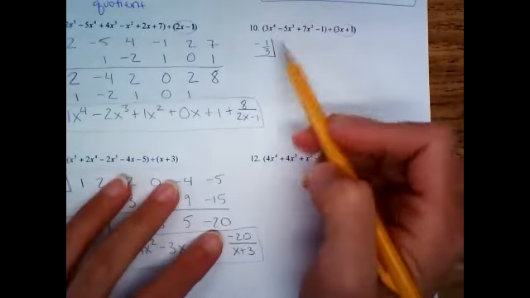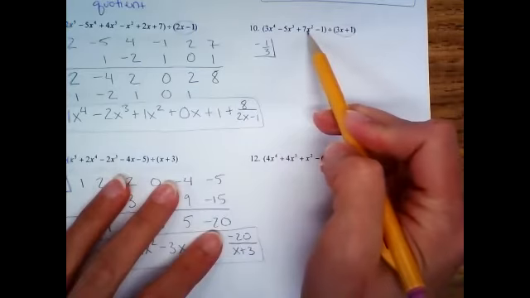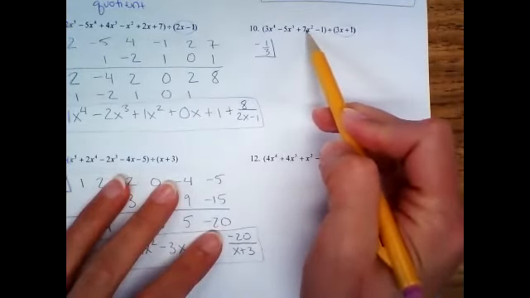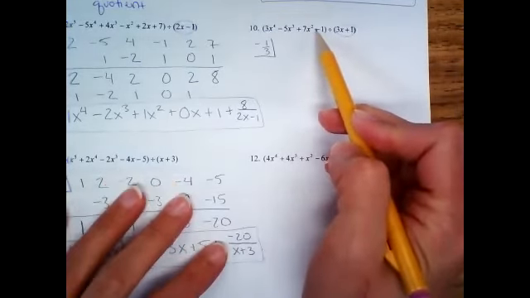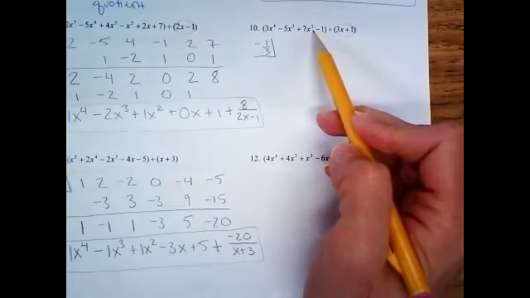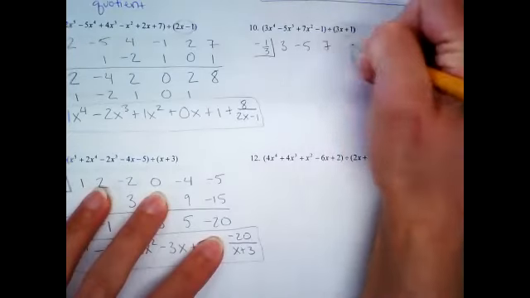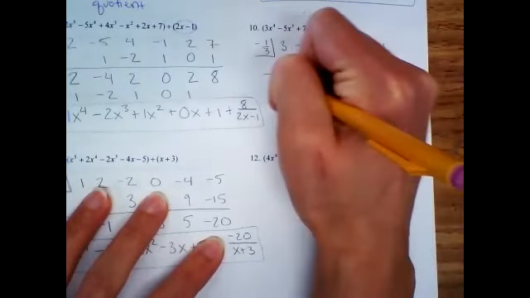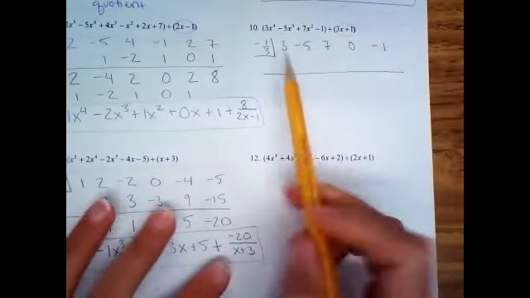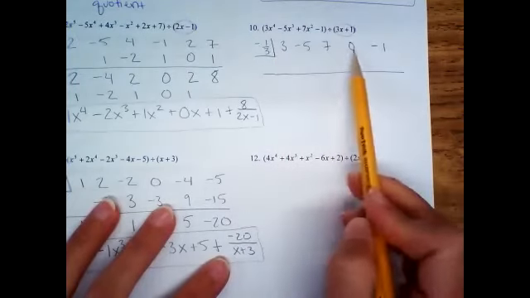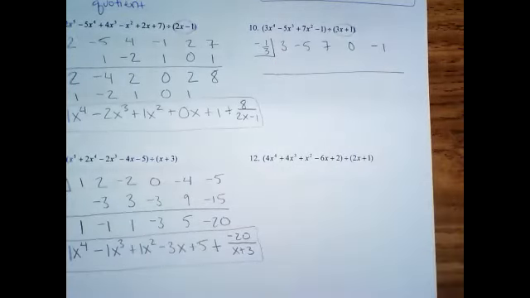All right, are we missing anything? Yeah, we're missing the x to the 1st, right? There's no plain old x's. So it's going to be 3, -5, 7, 0, -1. And again, you can check with your countdown. 4, 3, 2, 1, 0. Blast off. We're good.